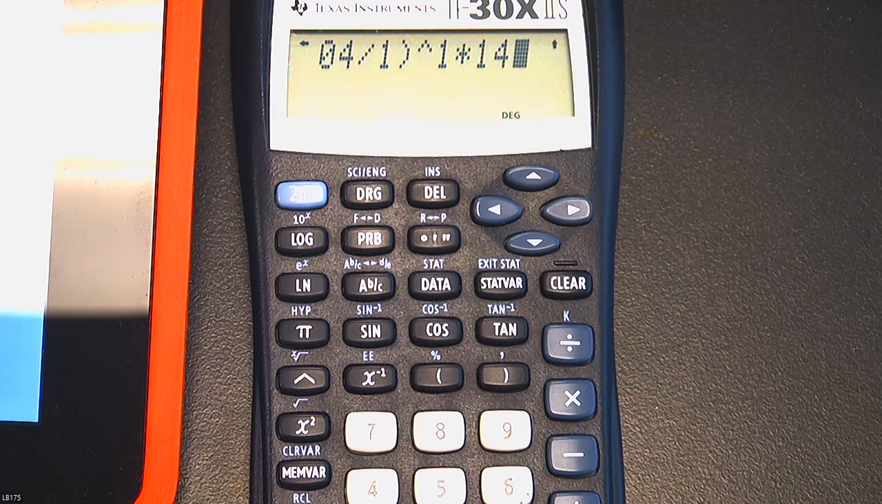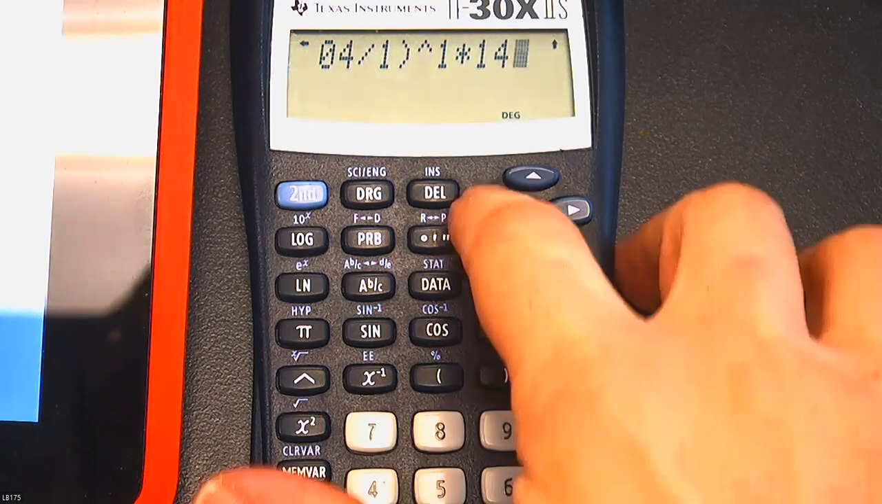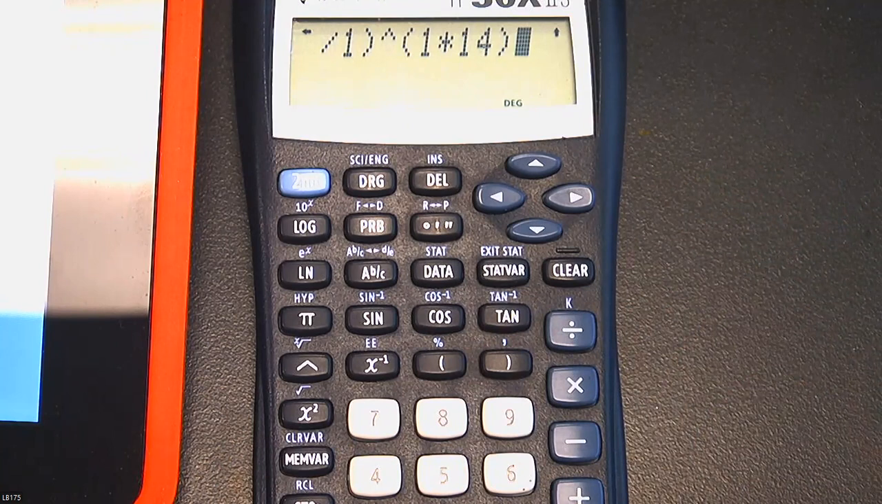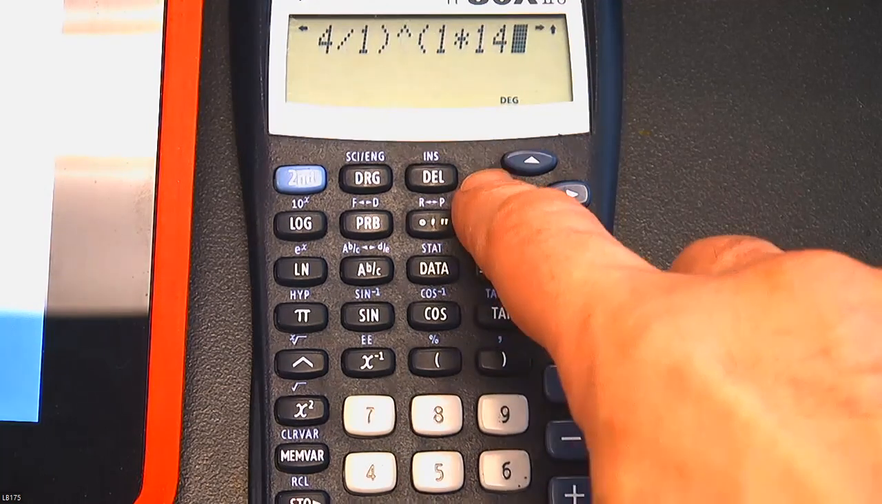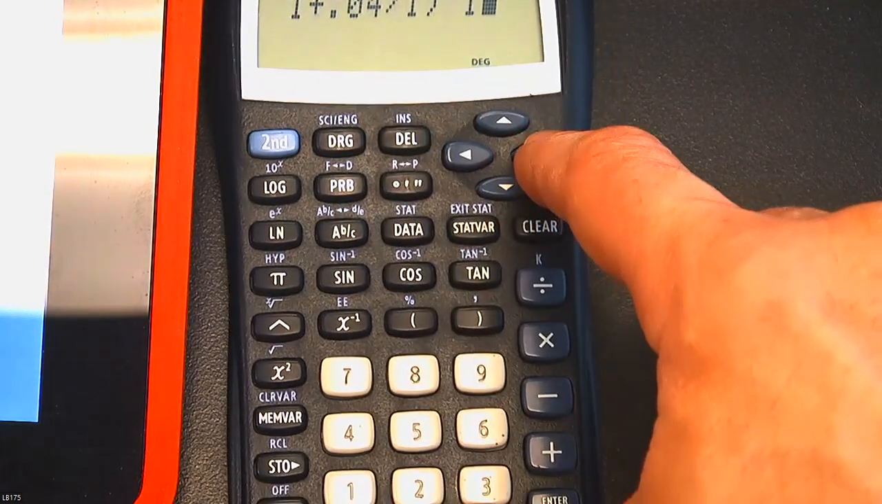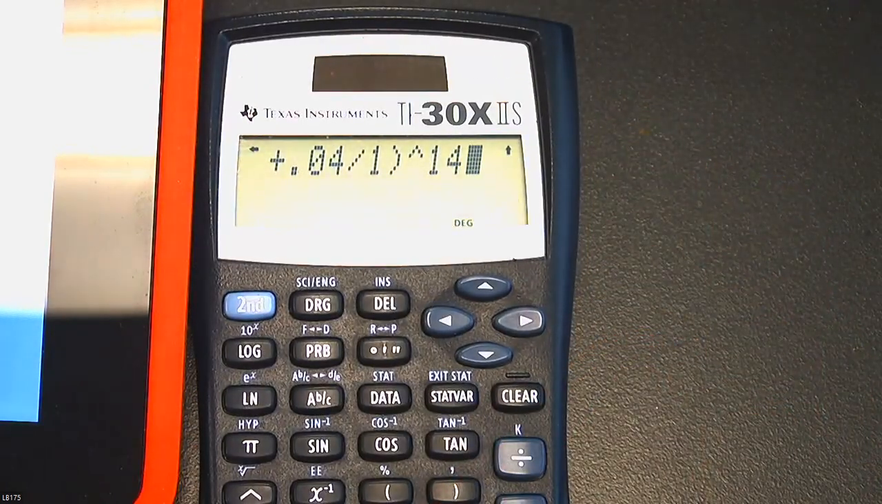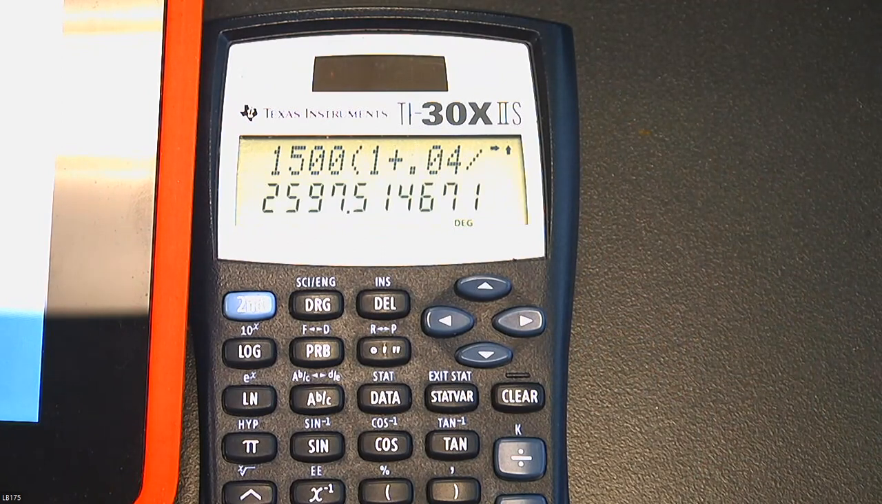So if you want to write 1 times 14 in the exponent, you're going to have to write 1 times 14 in parentheses. I think that takes longer than me just calculating out 1 times 14 is 14. So as I'm typing into my calculator, I do caret 14, and then just hit enter. So what I end up with is that the amount in this account after 14 years would be $2,597.51. And that's what it asked you for.